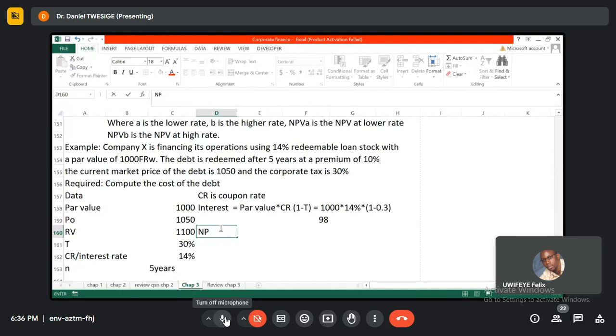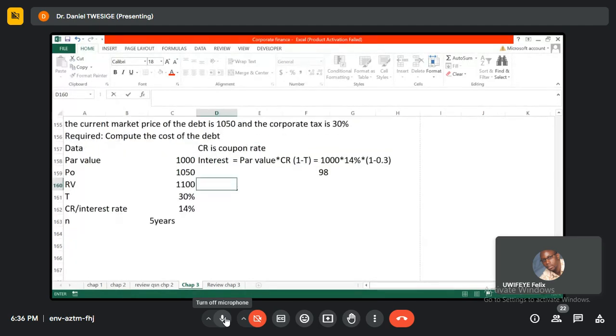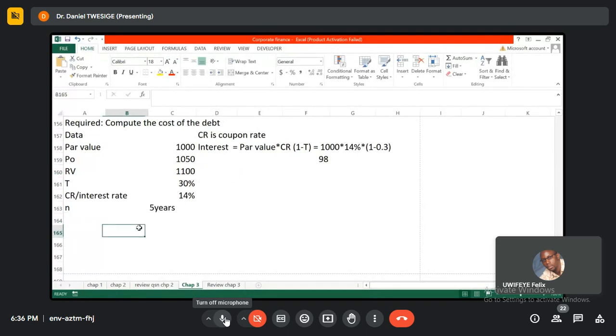Let me write it here. I need to get the NPV of the debt, because it is a trial and error. If you're not given the rates in the question, you can try the rates you can use. I can start with 14% and see what 14% gives me, and then from there I can change to get another rate. So what would be the NPV at 14% of this debt?